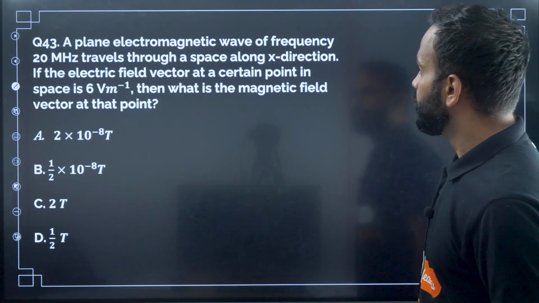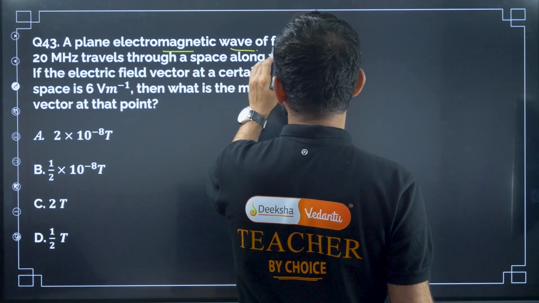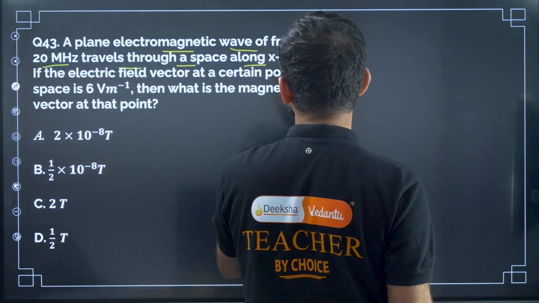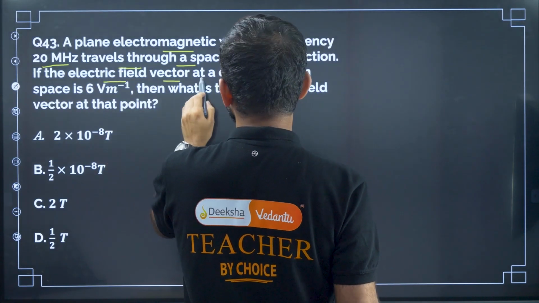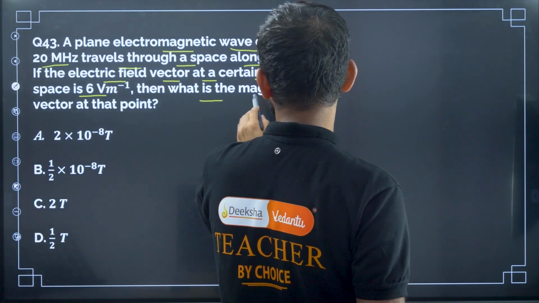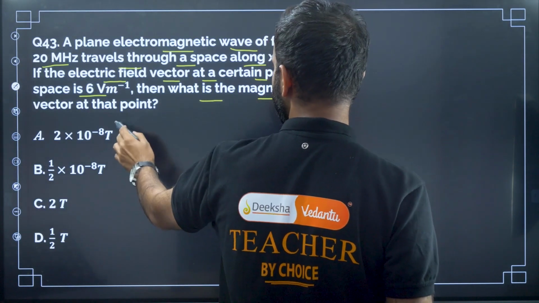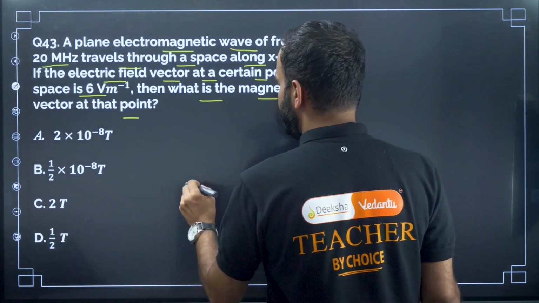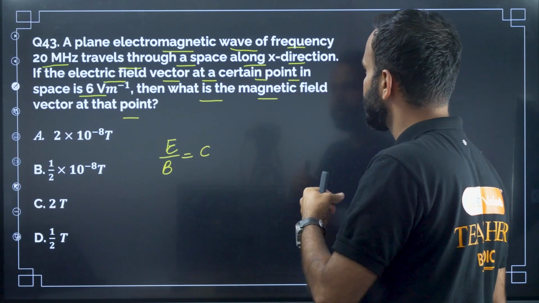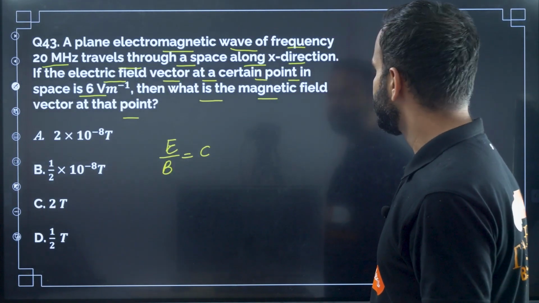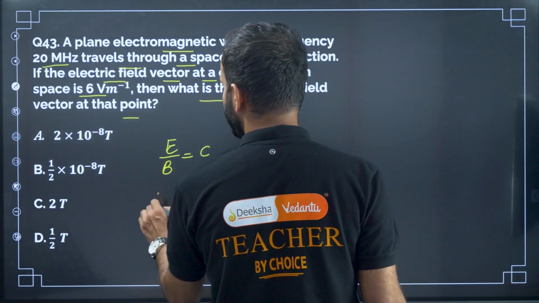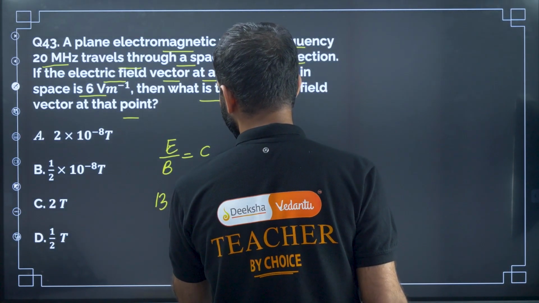Next question, question number 43. A plane electromagnetic wave of frequency 20 megahertz travels through space along the x direction. If the electric field vector at a certain point in this space is 6 volt per meter, what is the magnetic field vector at that point? We know that the electric field divided by the magnetic field is equal to c, the speed of light in vacuum. E is given, we need to find B. So B equals E divided by c.